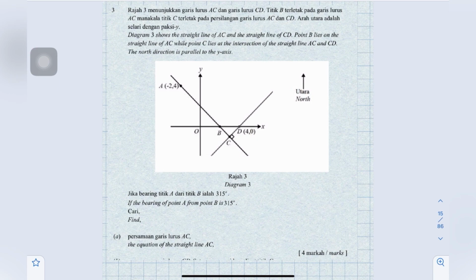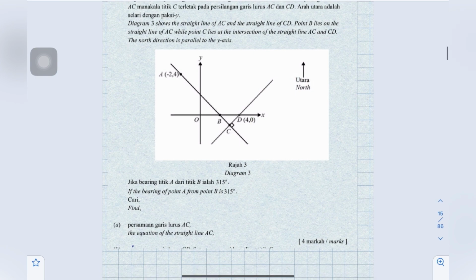Number 3. Diagram 3 shows the straight line AC and the straight line CD. Point B lies on the straight line AC while point C lies at the intersection of the straight lines AC and CD. The north direction is parallel to the y-axis. If the bearing of point A from point B is 315, find A, the equation of the straight line AC. Okay, so for A, we need to find the equation of the straight line. So the equation of a straight line is y equals mx plus c. So then we have to find m and c.